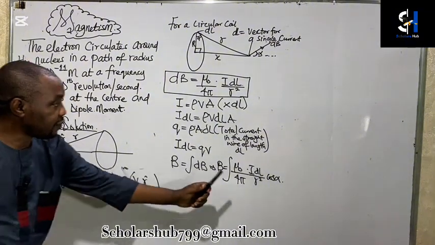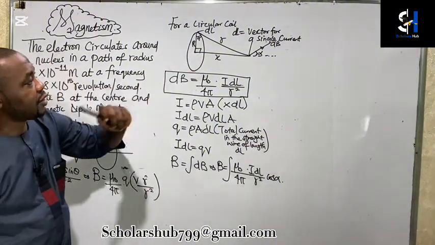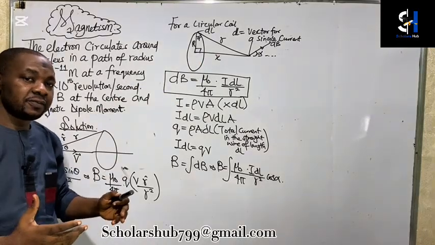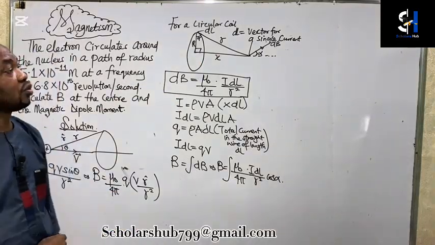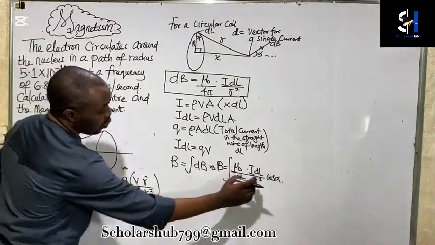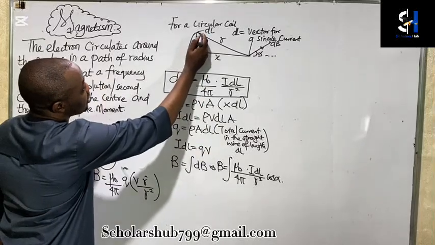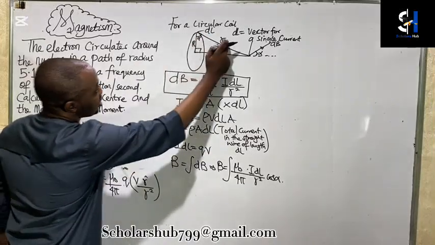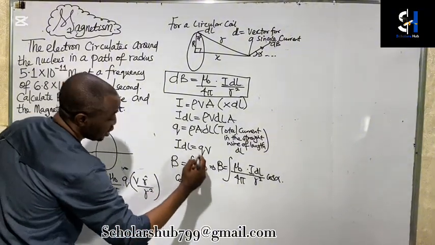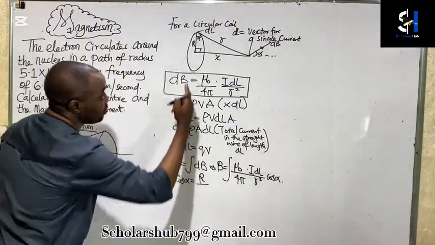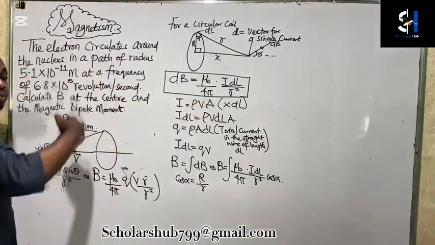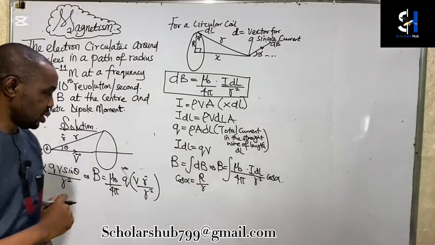All right, cos alpha. Now let's go back to this diagram. I said this is for a circular coil. We have the magnetic field along the axis of a circular coil. Now, what is cos alpha? We are considering this angle. This is the adjacent, this is the hypotenuse. So we know that cos alpha will be the adjacent, which is R, that's a big R, over the distance away from the charge to the point where the magnetic field is formed.